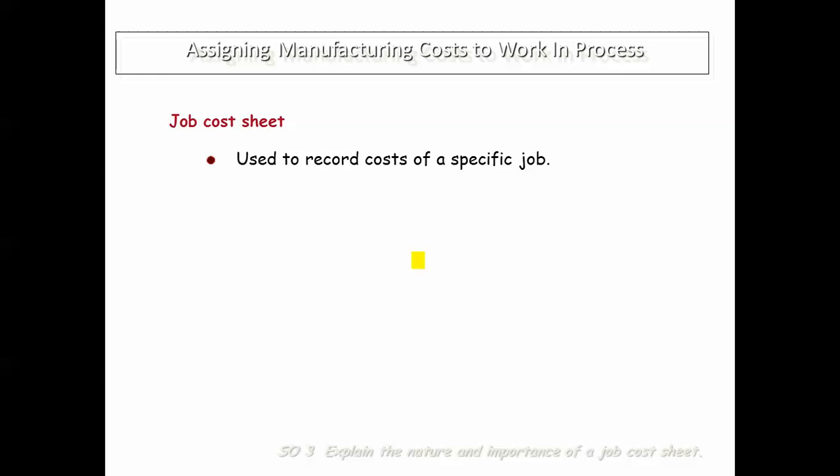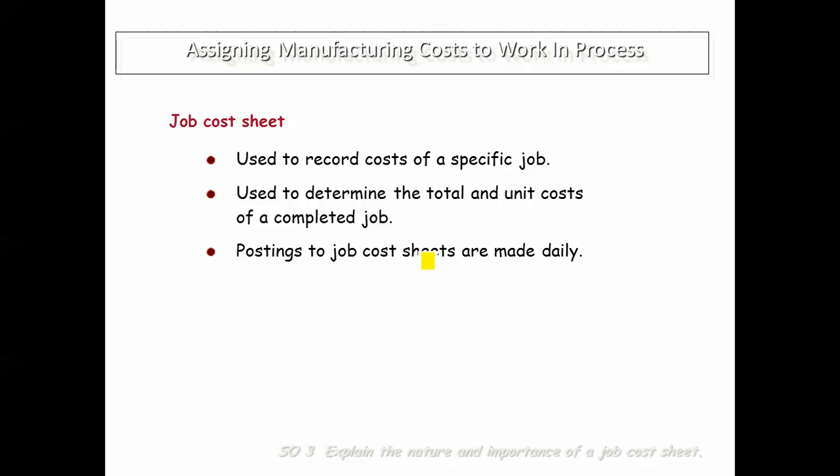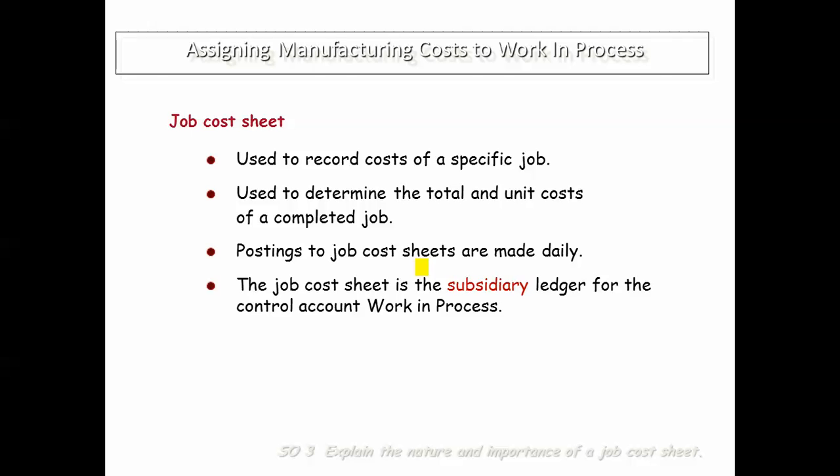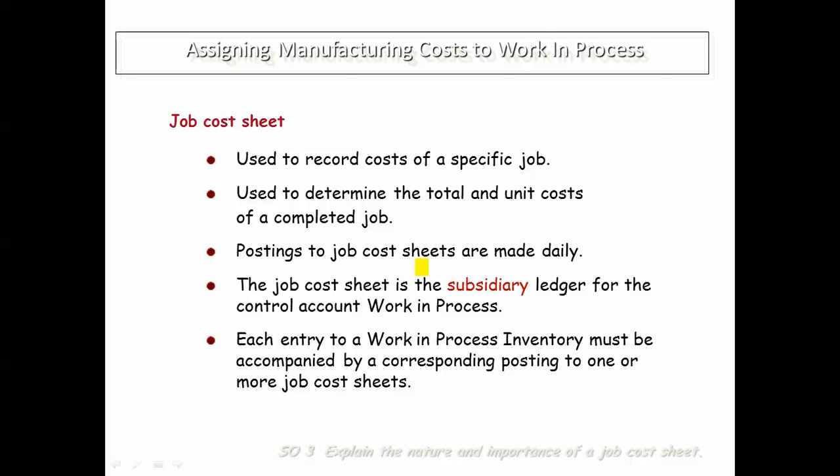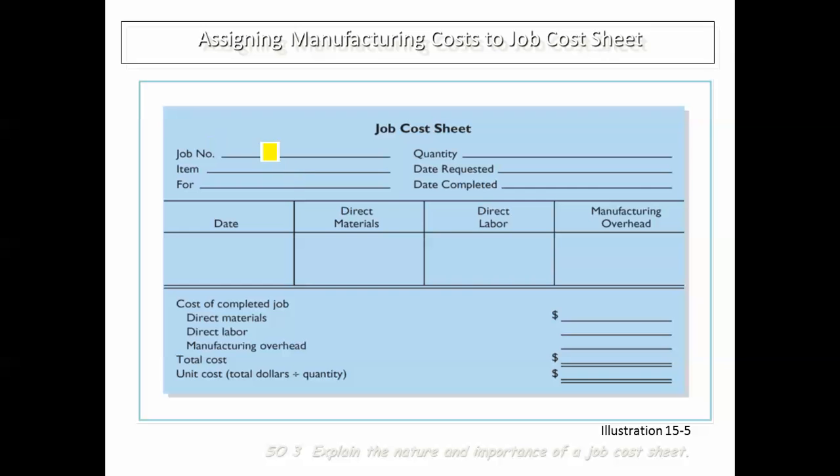Now, we use what's called a job cost sheet to determine the cost of each job. All right? And this is how it looks. You give the job number. Each job is different, so there's a different number. The quantity: a job might be one item, it might be 100 items, it might be 1,000 items.